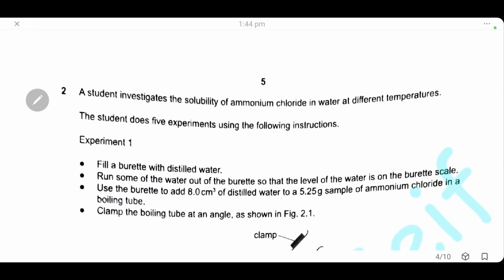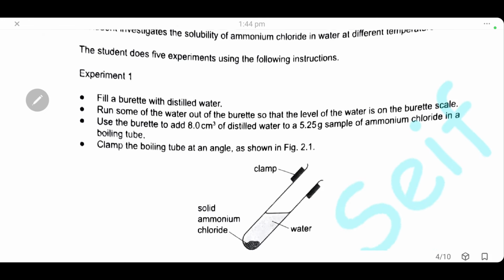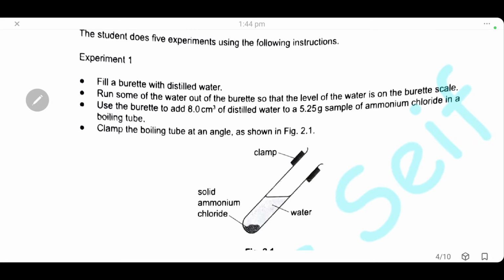Question 2. A student investigates the solubility of ammonium chloride in water at different temperatures. The student does 5 experiments using the following instructions. Experiment 1. Fill the burette with distilled water, then run some of the water off the burette so the level of the water is on the burette scale. Use the burette to add 8 cm cubed of distilled water to 5.5 grams of ammonium chloride in a test tube. Then you have to clamp your test tube at an angle.